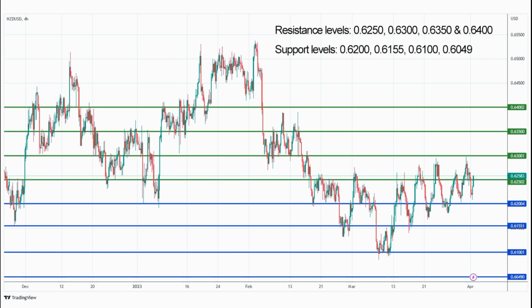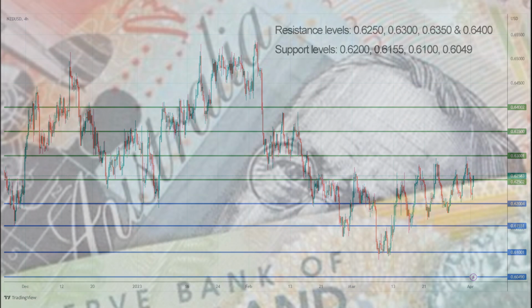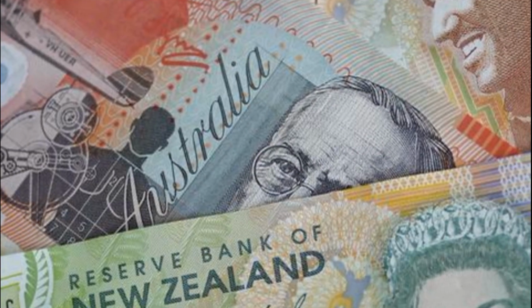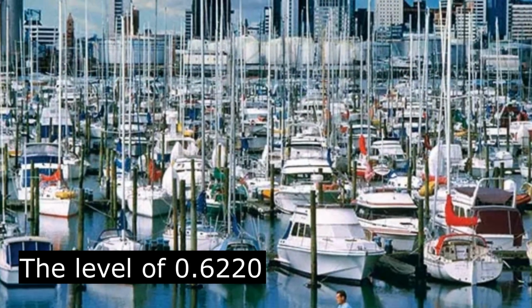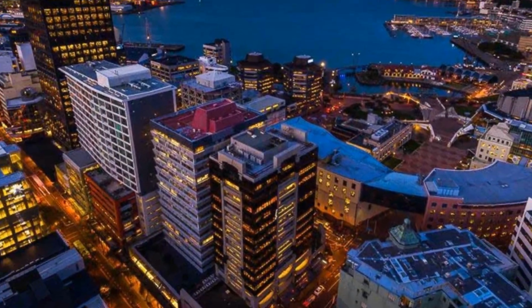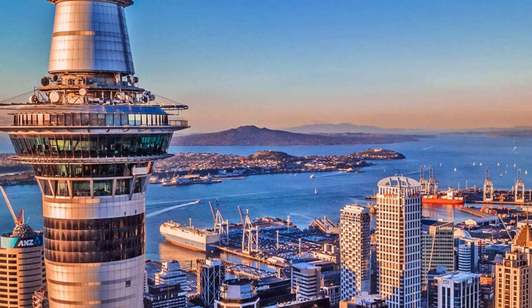The currency pair New Zealand dollar US dollar is showing a downward trend as bears are trying to consolidate their advantage gained since last Friday, March 31st. The asset reached the level of 0.6220, continuing its decline amid the published weak macroeconomic data from China and a number of incentives of technical nature.